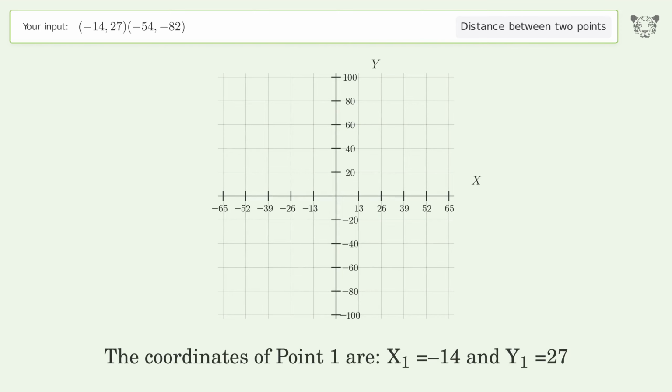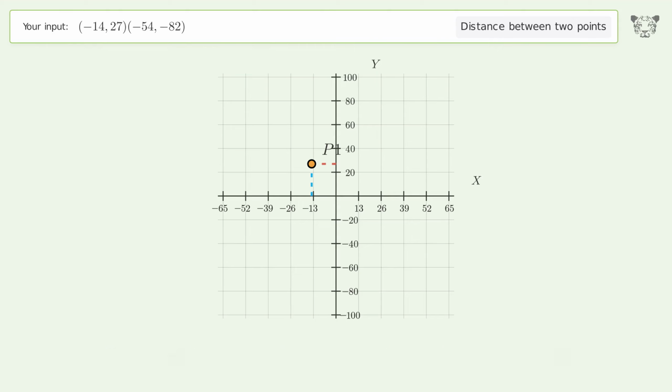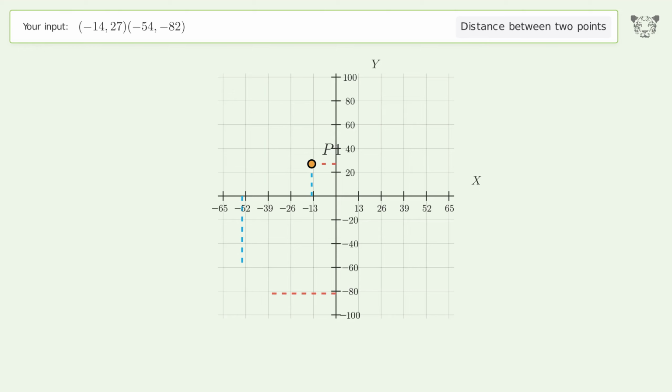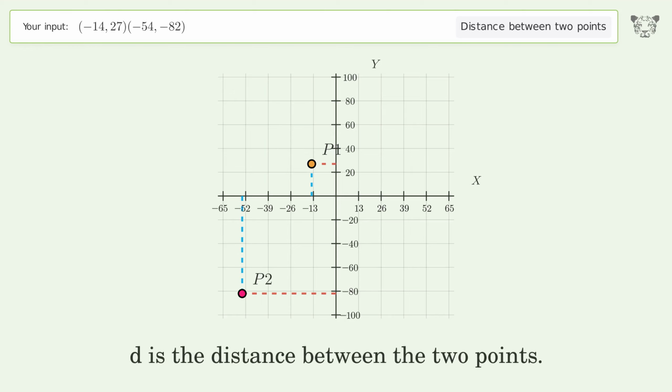The coordinates of point 1 are x1 equals -14 and y1 equals 27. The coordinates of point 2 are x2 equals -54 and y2 equals -82. D is the distance between the 2 points.